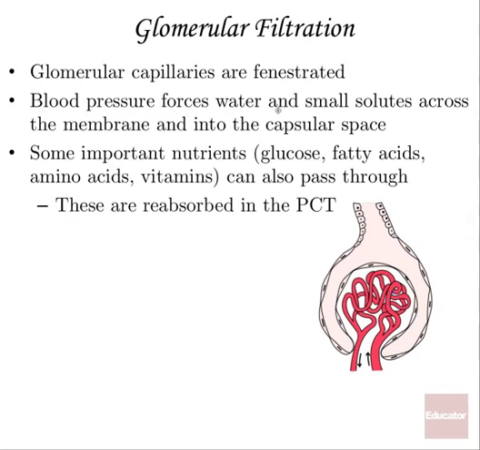So blood pressure forces water, because that's small enough, and small solutes across the membrane through the fenestrated capillaries and into the capsular space, the Bowman's capsule here. And some important nutrients like glucose, fatty acids, amino acids, and vitamins can also pass through. You don't want to let go of all those things because, especially if you're low on them at that moment, you need these things in your bloodstream to supply these nutrients to your cells. There is a way to get that stuff back in your bloodstream, which we're going to cover a little bit later. It has to do with them being reabsorbed into the proximal convoluted tubule.